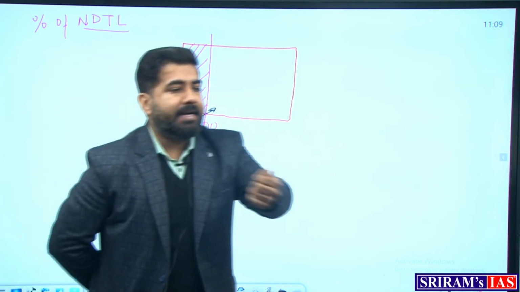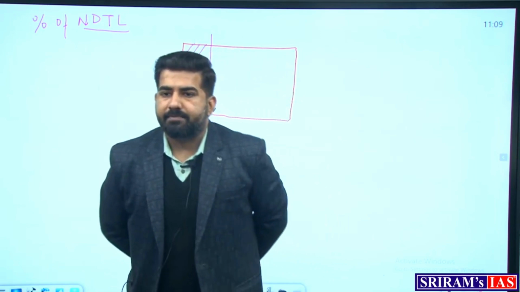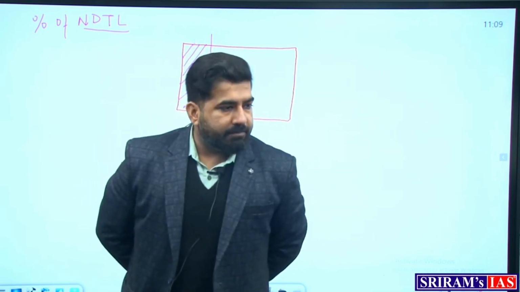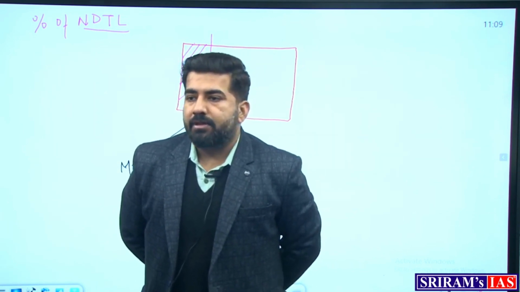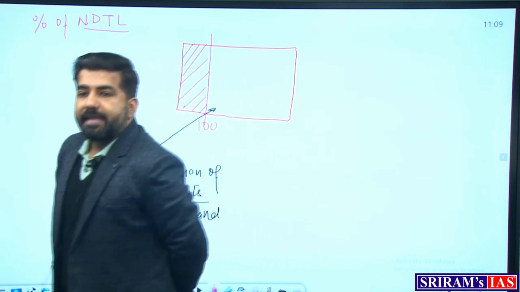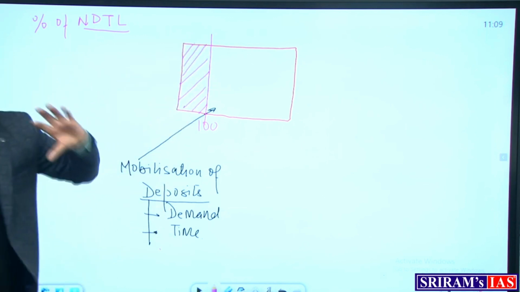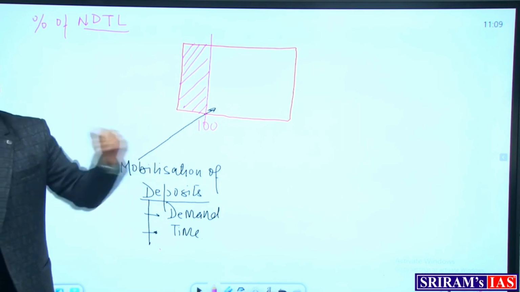in specified liquid assets. Which are the specified liquid assets in SLR? Gold, government securities, and not cash. So that means SLR can be set aside in the form of cash also. Clear?